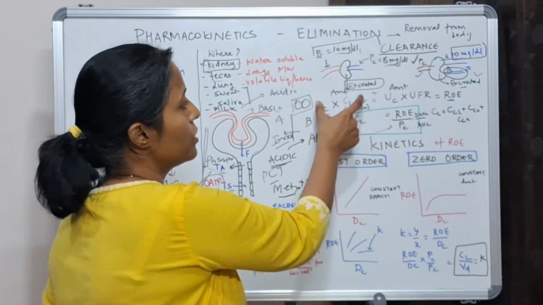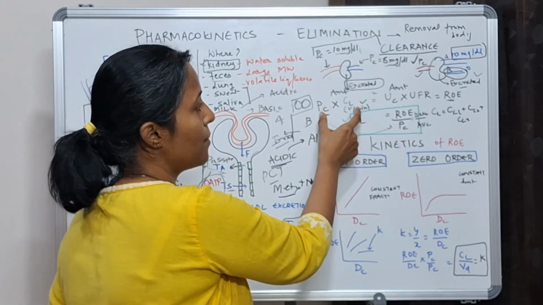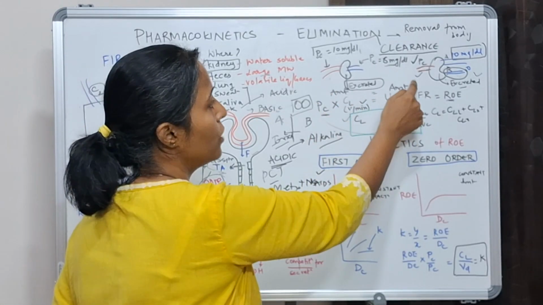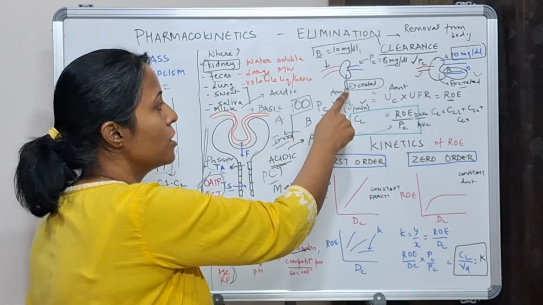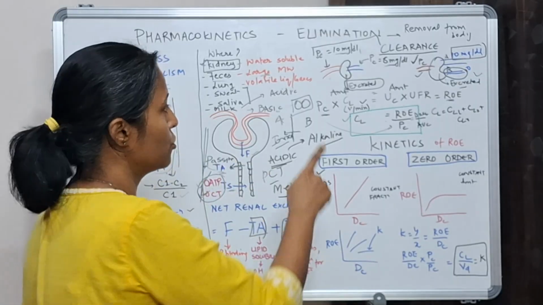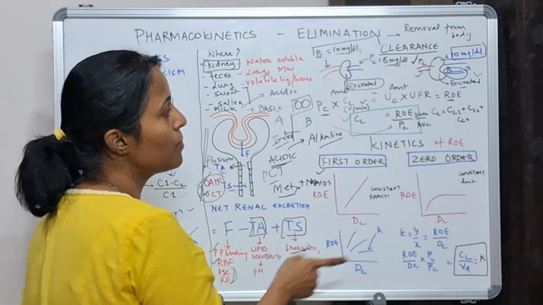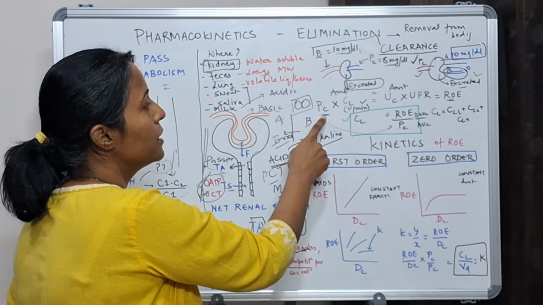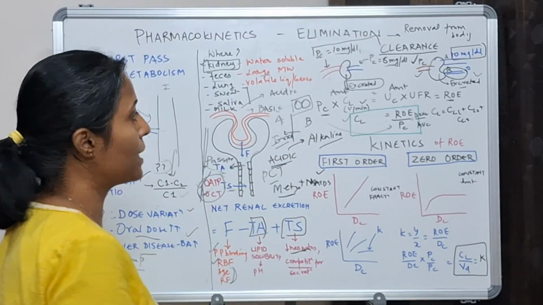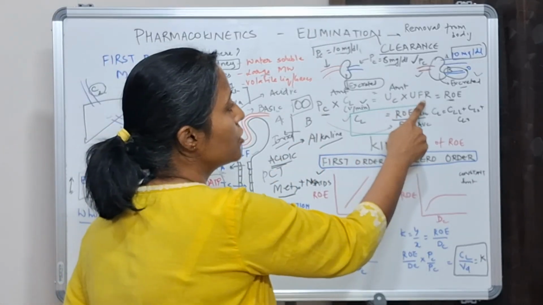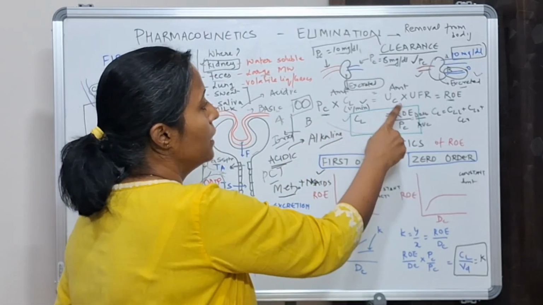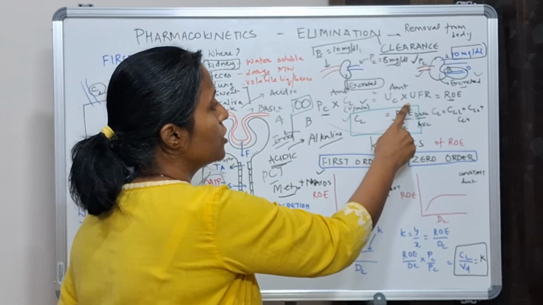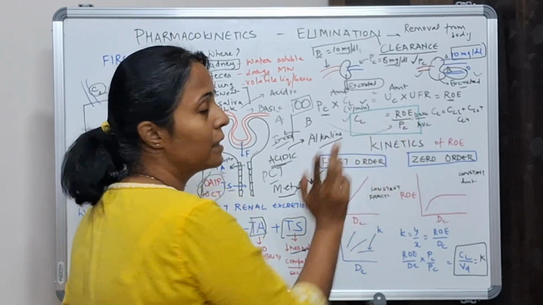So just remember this: amount 1, the amount which has been removed, is equal to amount 2, the amount which has entered into the urine. Amount is equal to volume into concentration. This is the volume of the plasma which has been cleared. This is the concentration of the drug in the plasma. This is the urinary concentration and this is the urine flow rate. So clearance becomes, we can write this also, urine concentration into urine flow rate divided by the PC.